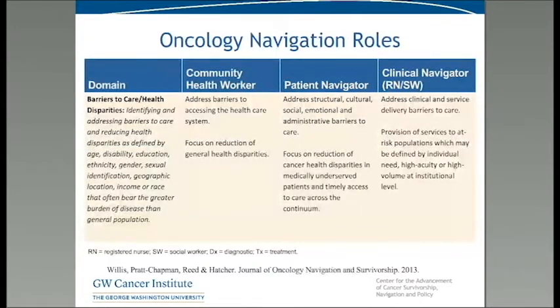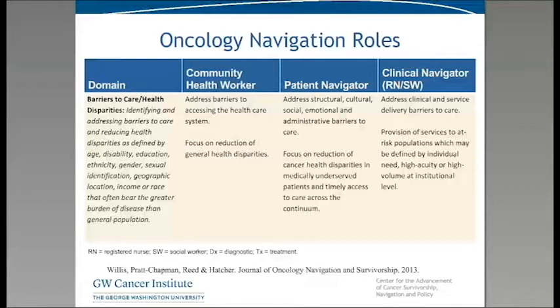Here's an example of one functional domain that we developed. Again, our focus was really on this middle column of the oncology patient navigator. We did this for each of the 12 functional domains to show the similarities in the far left column and the distinguishing roles in the right 3 columns. So here you can see that identifying and addressing barriers to care and reducing health disparities as defined by age, disability, education, ethnicity, gender, sexual identification, geographic location, income, or race that often bear the greater burden of disease than the general population is a goal that's shared between community health workers, patient navigators, and clinical navigators.